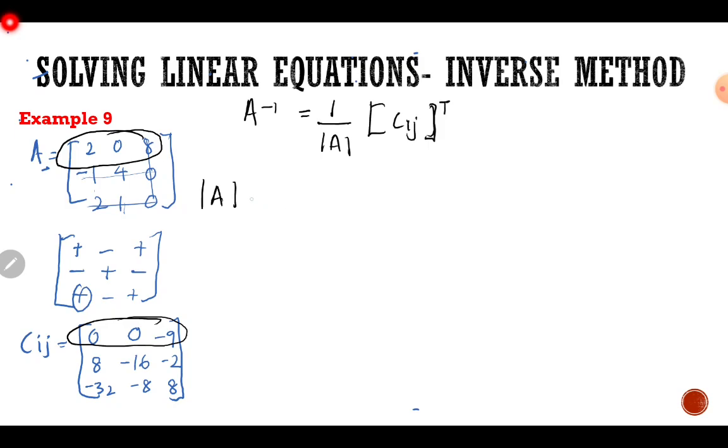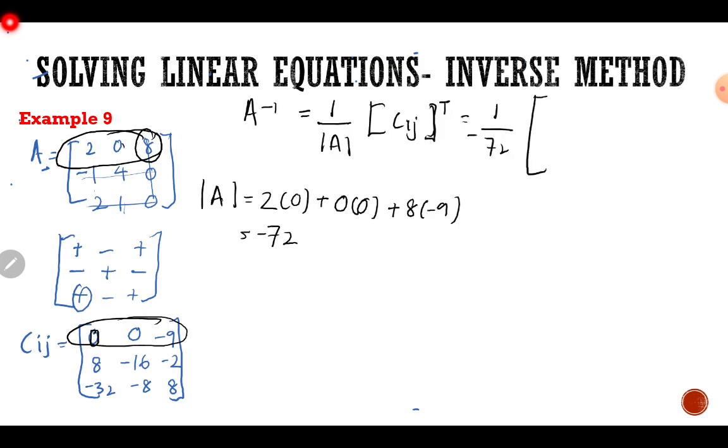So I'm using first row, so saya akan dapat 2 darab dengan 0 kat sini. And then 0 tambah dengan 0 ni darab dengan 0. And finally 8 darab dengan negatif 9. So obviously the answer is minus 72. Alright. So daripada sini kita dapat 1 over minus 72 over cofactors transpose.